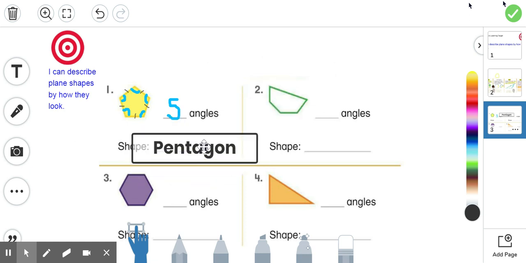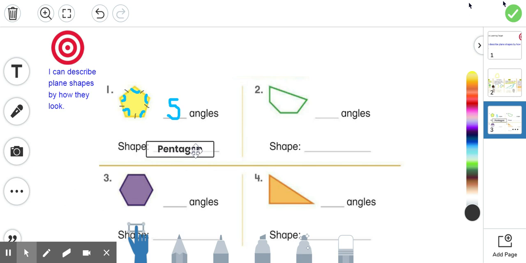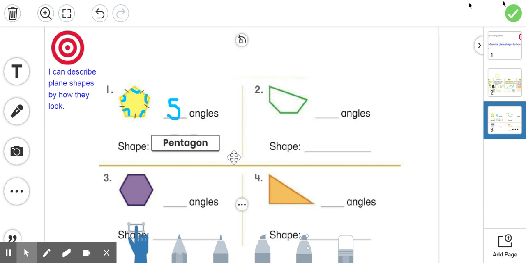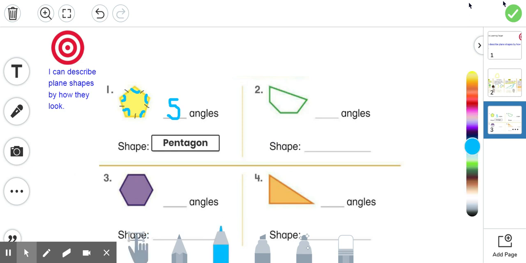Now, I like using the typing tool. It's a lot easier to fit there, and it makes your work look a lot nicer and cleaner. Let's look at number 2. Let's figure out how many sides this shape has first. We know the sides, we know the angles. 1, 2, 3, 4, and 5.